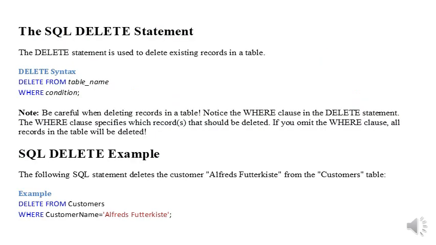This SQL DELETE statement, you are deleting certain records from a table, or you want to delete one customer like in the example there. You specify you are deleting from customers where customer name is equal to Alfred's, or whatever name you specify. But the delete command is limited to deleting records only. You can't delete a table. You have to drop a table.